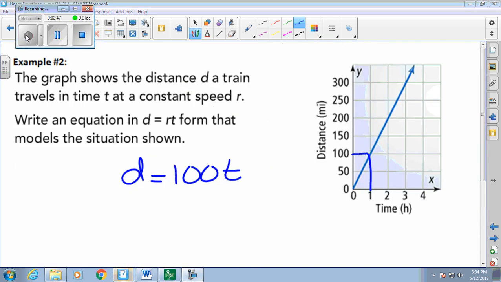What you're looking for here again is the constant speed of the train. How far is the train going every hour? That would be 100 miles in 1 hour. So that is our COP, or our unit rate. And our unit rate goes where the r is here.